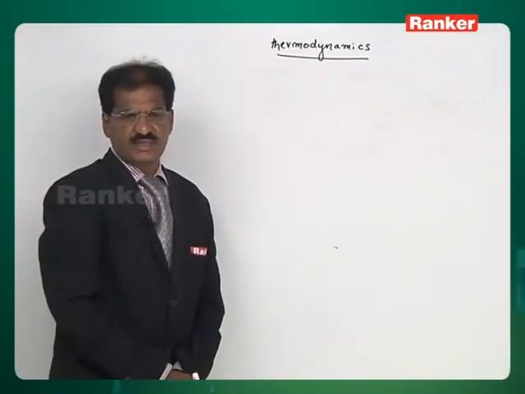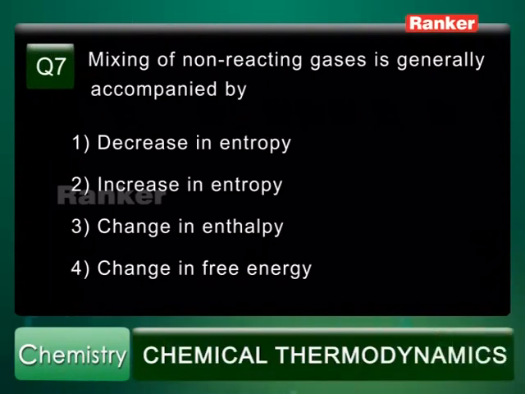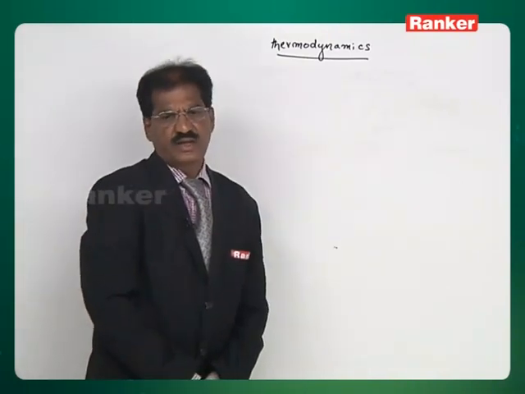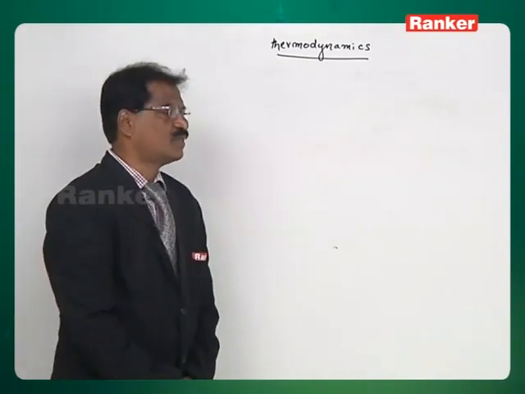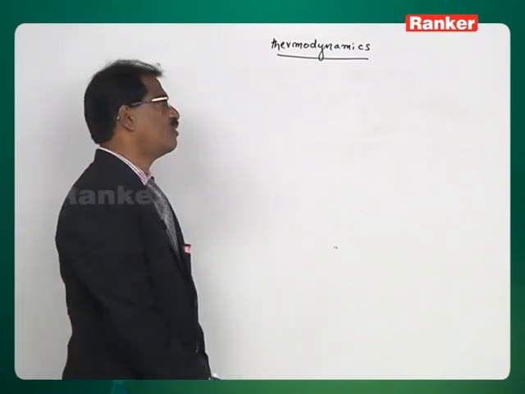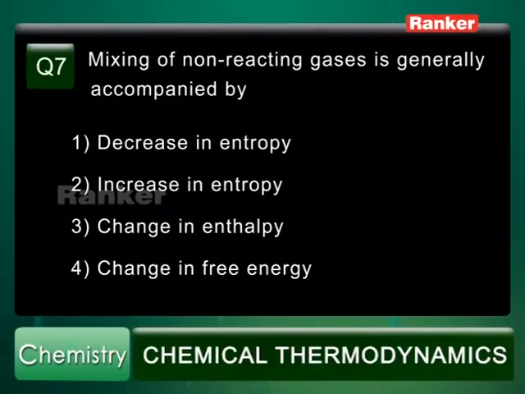Next, question number 7. Mixing of non-reacting gases is generally accompanied by first option decrease of entropy, second option increase of entropy, third option change in enthalpy, fourth option change in free energy. So, the question is mixing of non-reacting gases. When the non-reacting gases are mixed with each other, because of the non-reactivity, the entropy of the system always increases. So, option is 2.